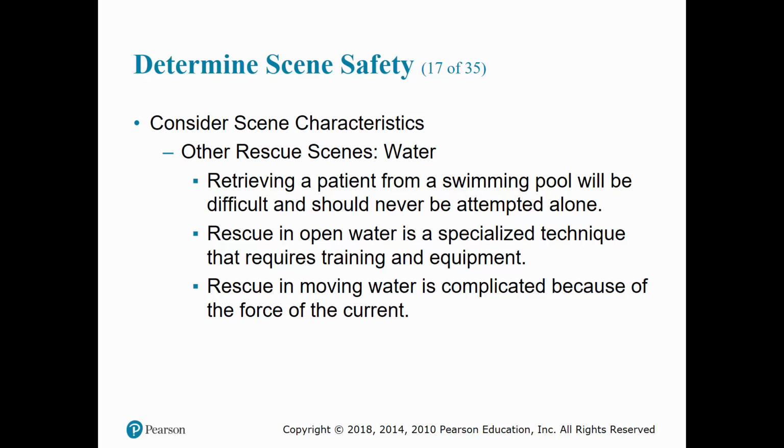Rescue in moving water presents the problems of open water, further complicated by the force of the current. Patients and rescuers alike can easily be swept away, even in shallow water, if the current is strong enough. Never wade or walk into moving water in an attempt to rescue without adequate training and equipment. Whitewater or moving water rescues include specialized techniques and equipment and extensive training that you will not receive in this class.